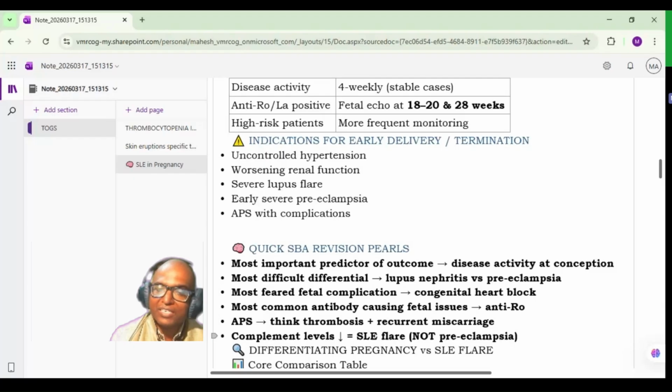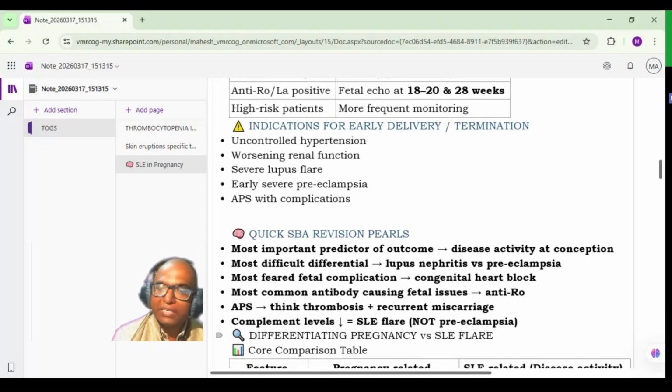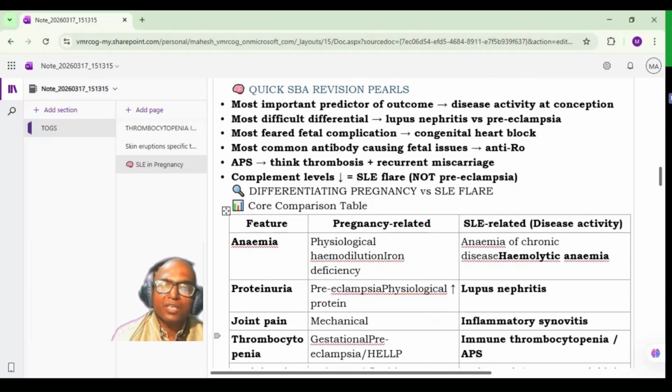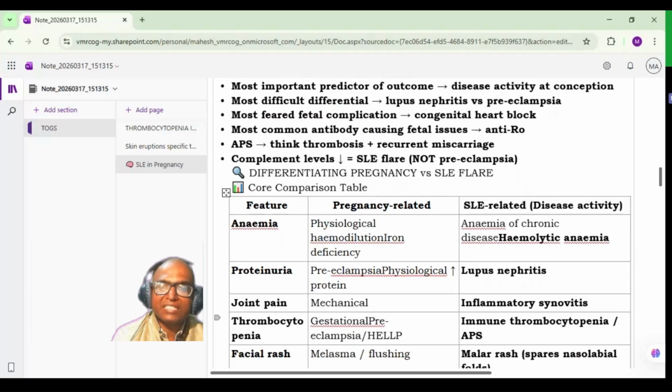Okay, because lupus nephritis is seen with the SLE, but preeclampsia will also have the similar feature. Okay, most feared fetal complication is a congenital heart block, but not very common. Okay, it is seen in only 2 to 3% of cases. Most common antibody causing fetal issues is the anti-Ro. Antiphospholipid antibody, we have to think about the thrombosis and recurrent miscarriage, and complement level, that means there is a SLE flare.